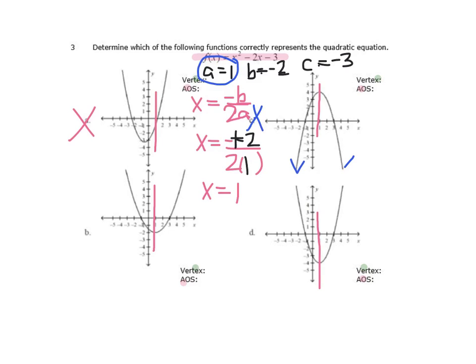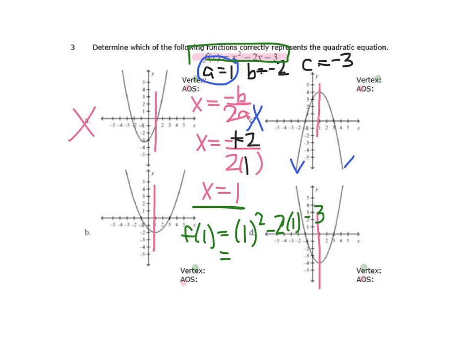Our next step is to determine what the vertex is so we can determine if the answer is B or if the answer is D. So in the vertex, we come back to the original problem, and we're going to input this 1 in place of x. So I have f of 1 equals 1 squared minus 2 times 1 minus 3.